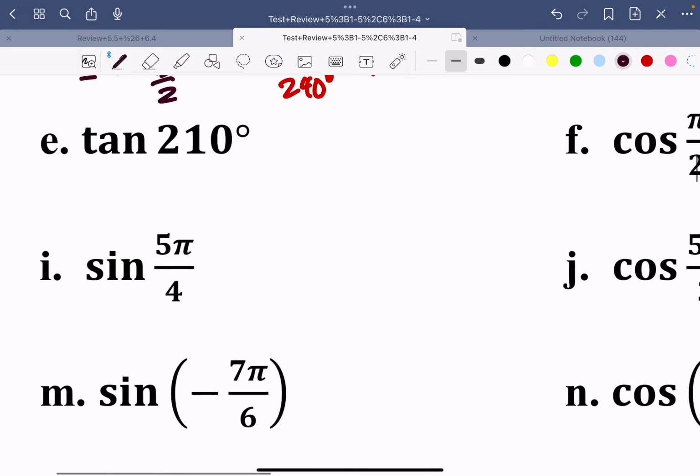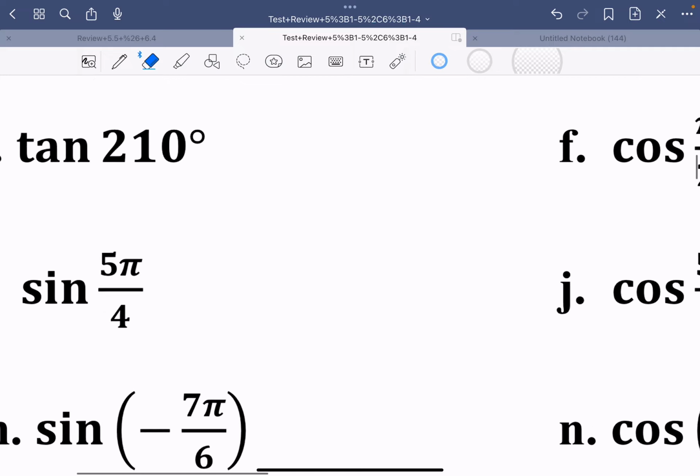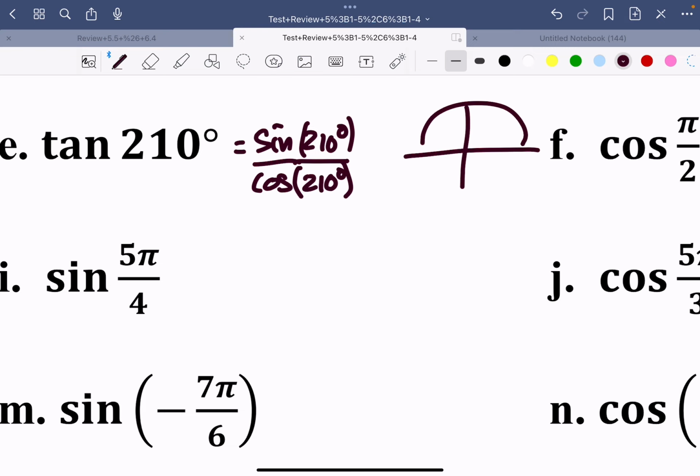Okay. Tangent of 210. Let me give myself some room. Tangent of 210. Well, tangent, again, is sine over cosine. 210, right? So if I go 180, I would need to go 30 more, right? So here, that means to get to 210, I'd need to go 30 more. So my theta reference angle is 30 degrees.